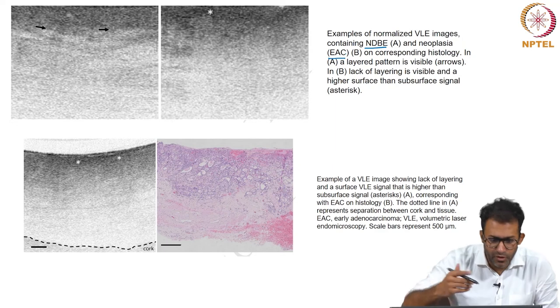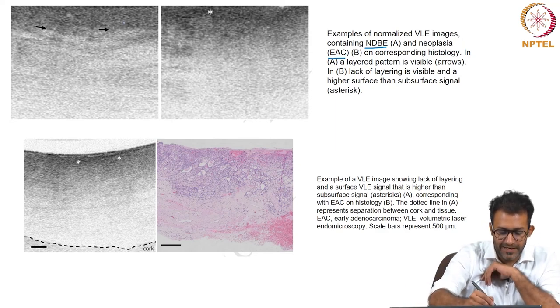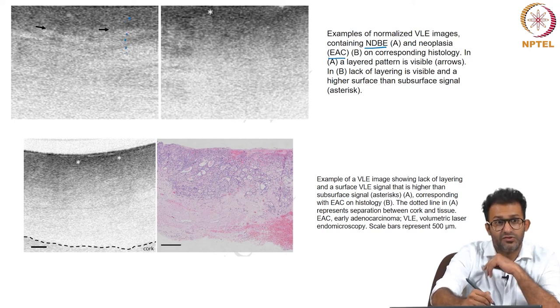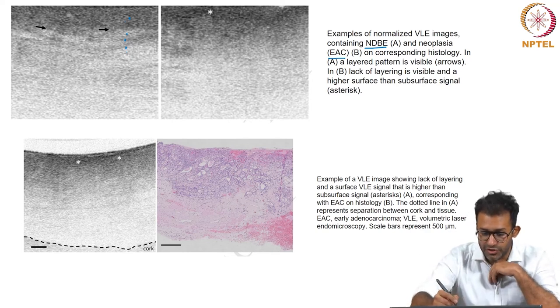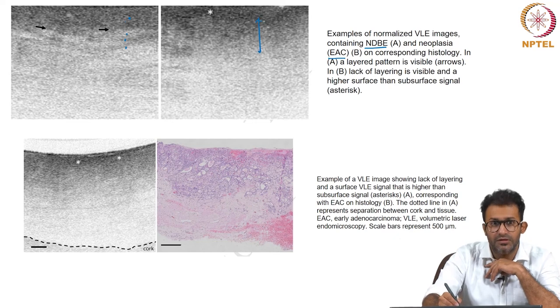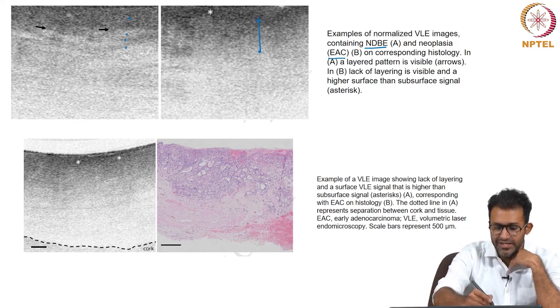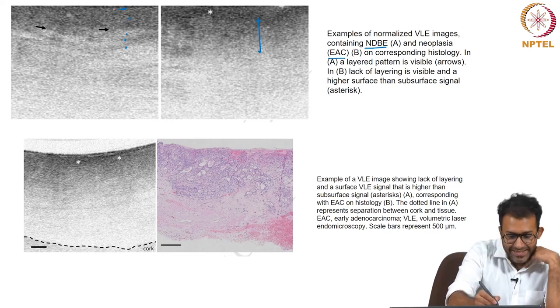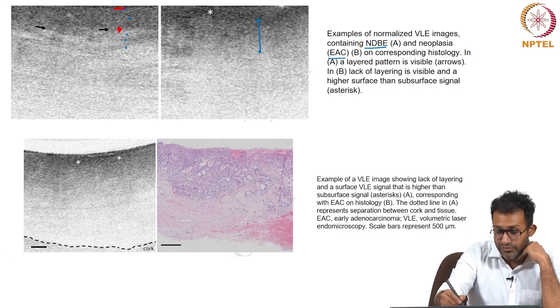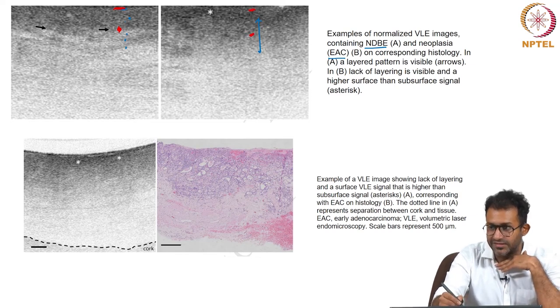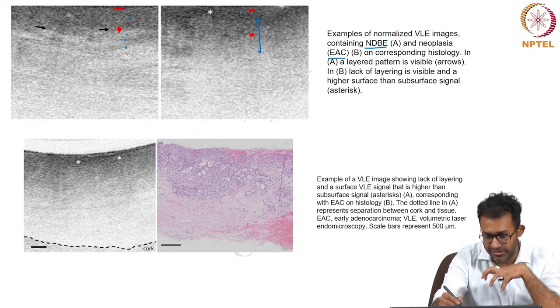If you look at this particular image, you will see that the VLE images show that the esophagus is arranged in layers. There is a layer over here, a layer here, a layer here, a layer here. So, these are multiple layers which you can see. If you look at this particular image, the layering is not very clearly visible, and if you look at the intensity on the surface, this is the surface and this is the subsurface. The difference is there, but if you look in this particular image, the difference in signal intensity is pretty significant. In image B, it is much darker, the signals are higher on the surface, the difference is remarkably visible.